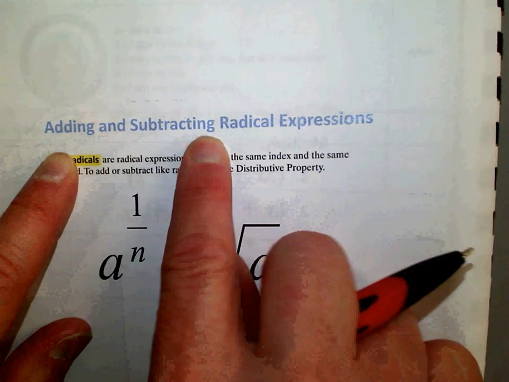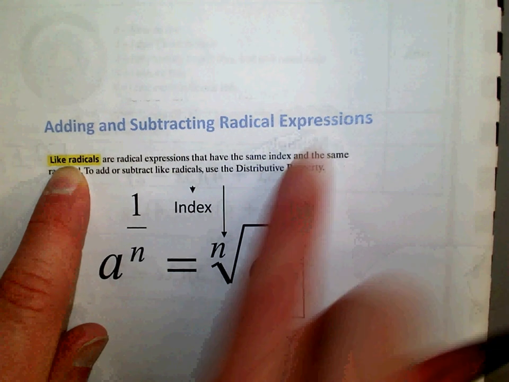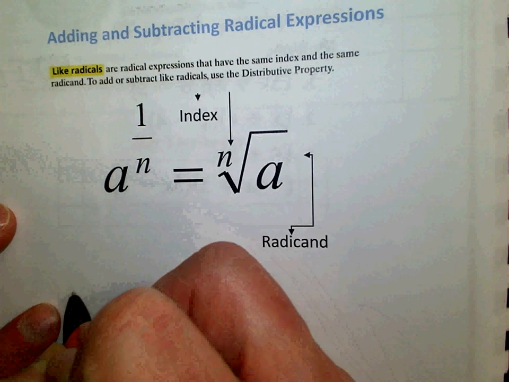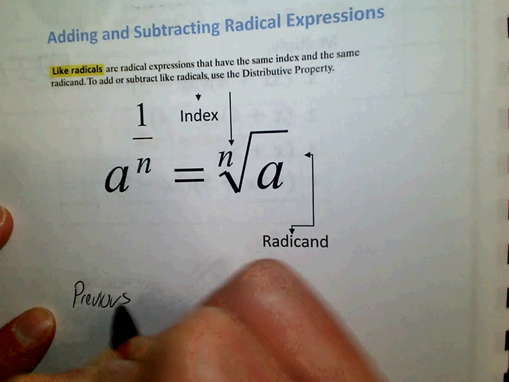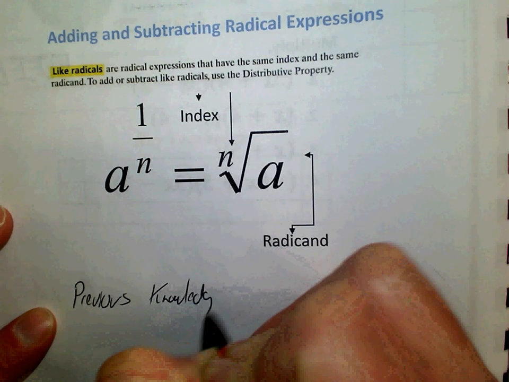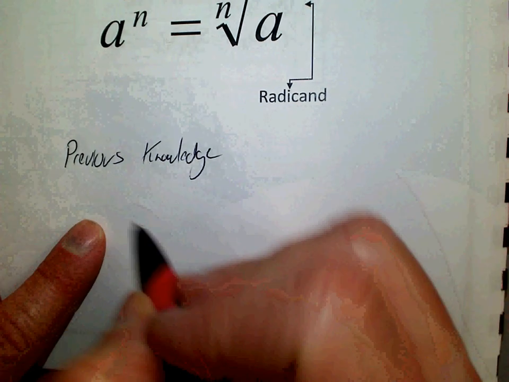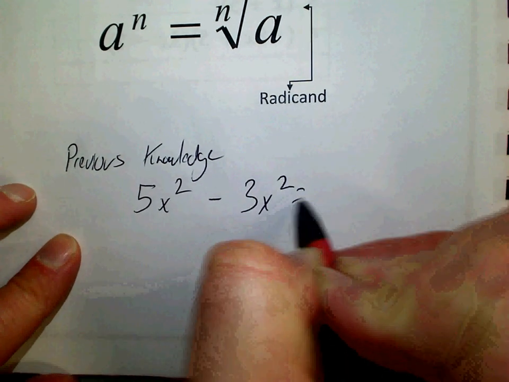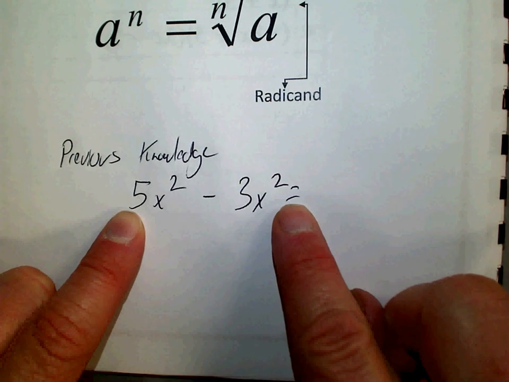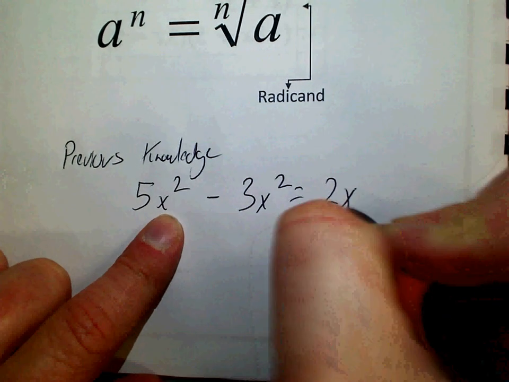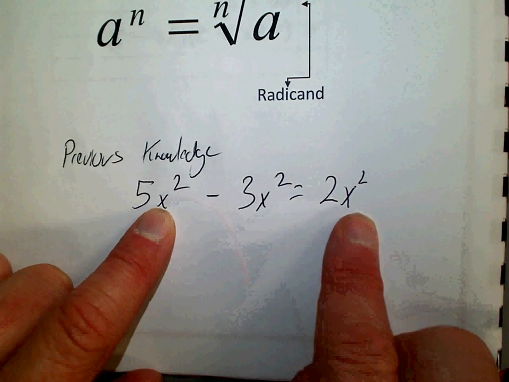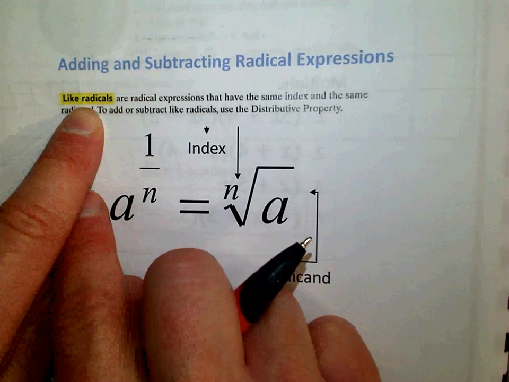When you go to adding and subtracting radical expressions, you want to understand what a like radical is. So let me talk about previous knowledge. Would you know what 5x squared minus 3x squared is? What is it? 2x squared. You would say that these are like terms. These are both x squared, so you can subtract them. You agree? That is the same way that you can have a like radical.